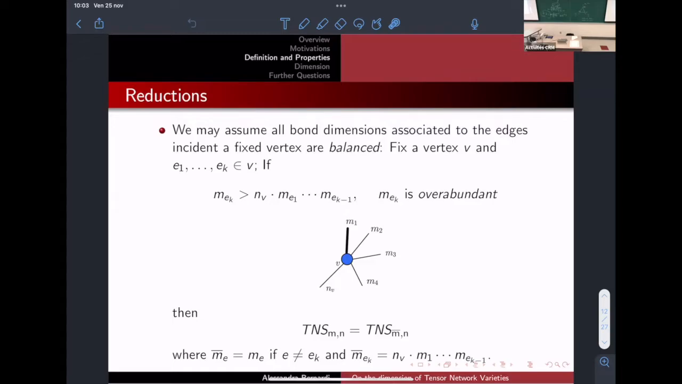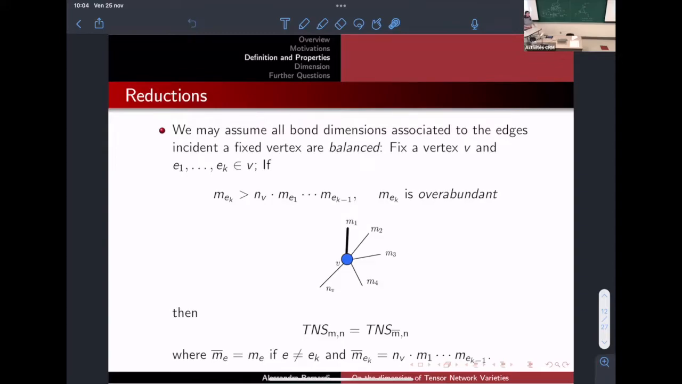So we may always assume, let's see this example, this is one, and if it happens that there's one bond dimension that is bigger than the product of all the others together with the physical dimension, then the two tensor network varieties that you build, one with this property and one with just an equality here instead of a greater one, you build the same variety. So you may assume that at all vertices you don't have such an overabundant bond dimension. So that all the bond dimensions are balanced in a way. There is not one that is too big, because if it's too big, it doesn't matter. It's exactly the same variety.